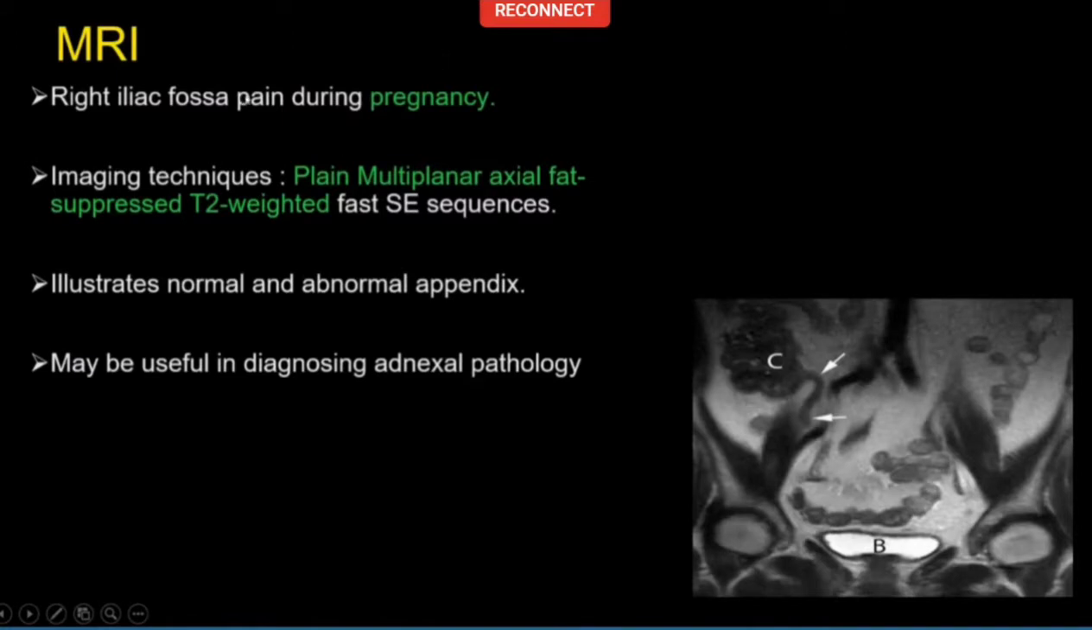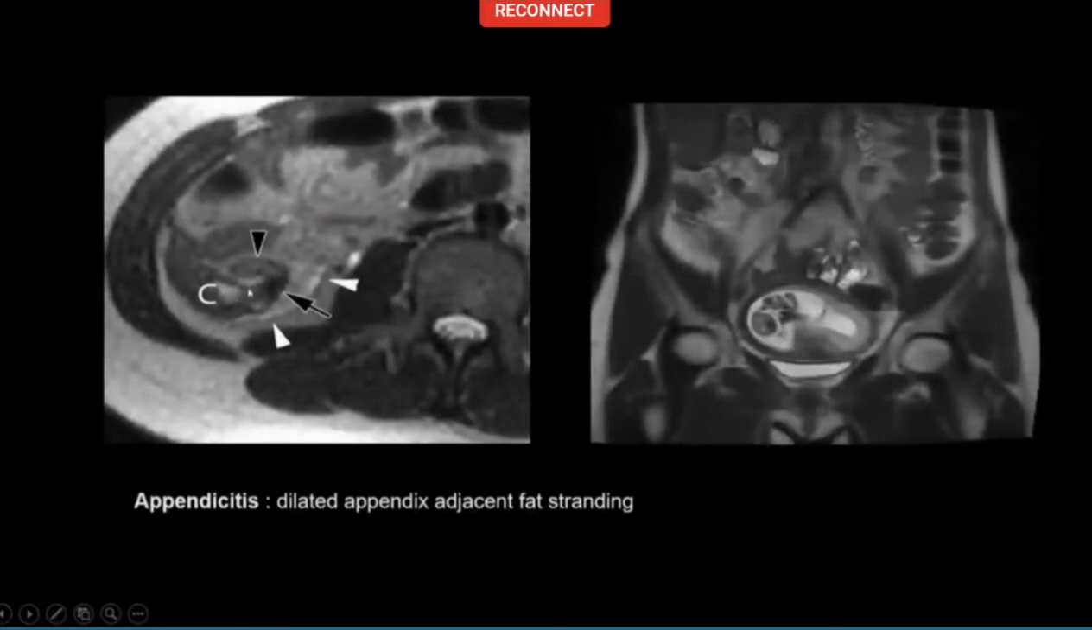MRI. MRI has a role in appendix only in pregnancy. Here we just run plain multiplanar HASTE and T2 weighted images. This is a plain study. We don't give contrast. The importance of MRI is that it will also help in finding out the normal appendix as well as the inflamed appendix. Here you can see an inflamed appendix with significant periappendiceal inflammation.